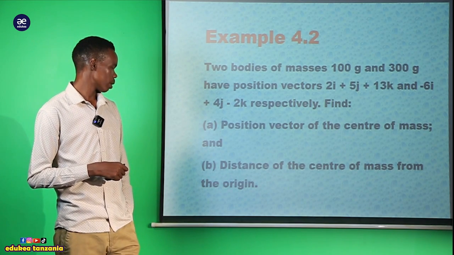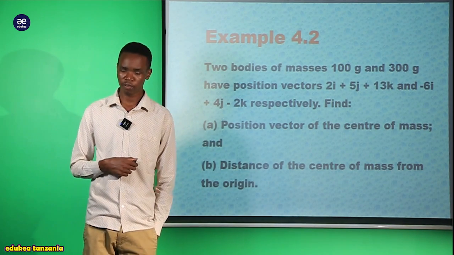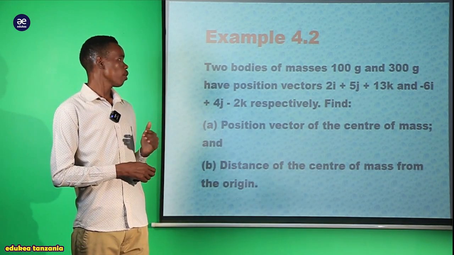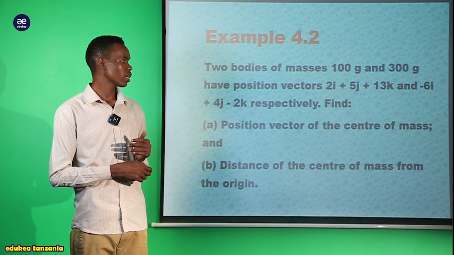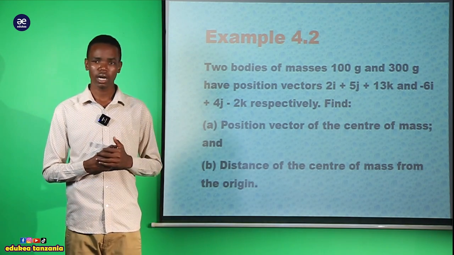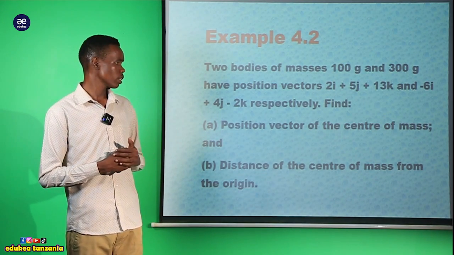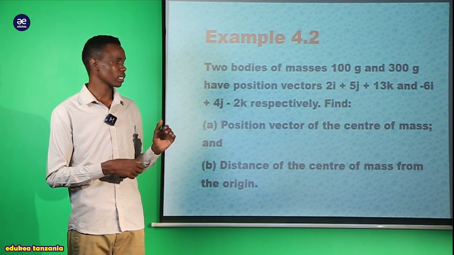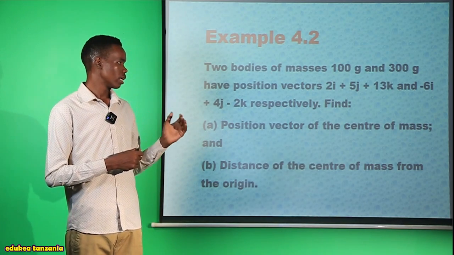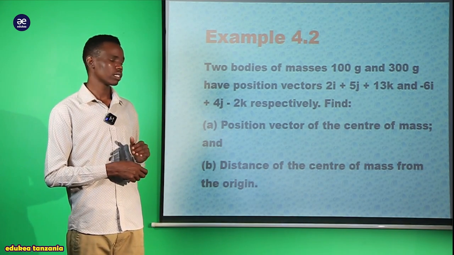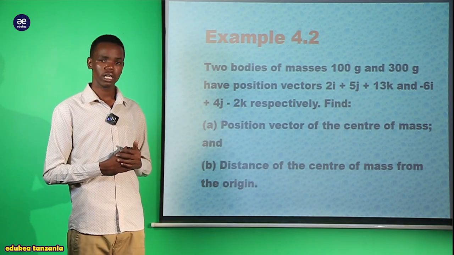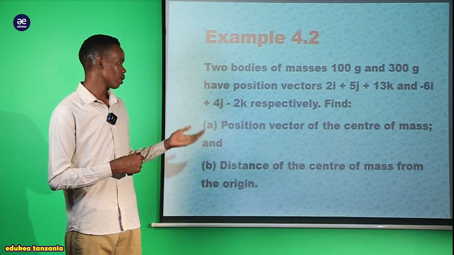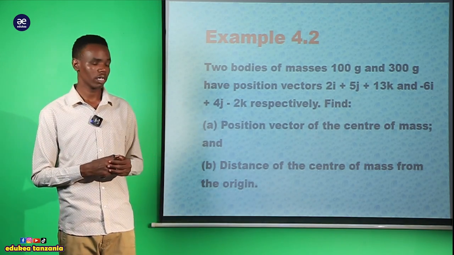Example number 2 on our fourth topic. Two bodies of mass 100 gram and 300 gram have the position vectors 2i plus 5j plus 13k and -6i plus 4j minus 2k. This is what we have been given in our equations.